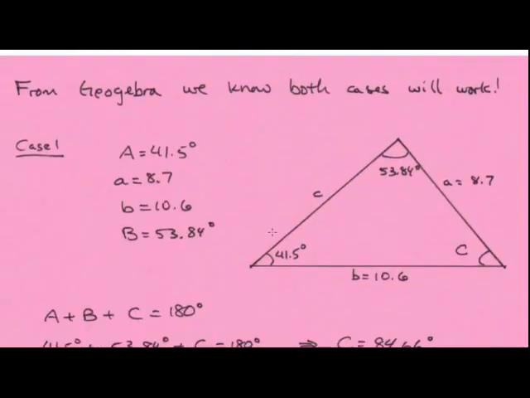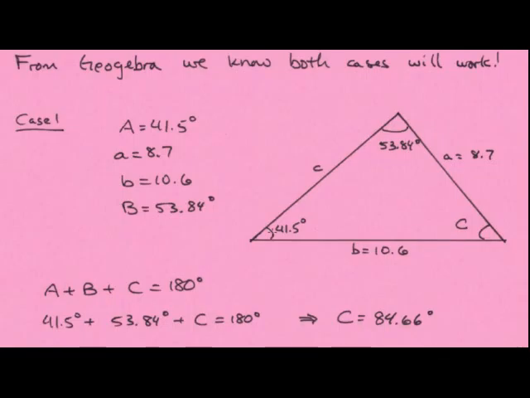Now, just like what GeoGebra told us, both of those cases are going to work. Let's see why both of those cases are going to work. So for case 1, we have what we're given. So A is 41.5, a is 8.7, b is 10.6, and we've said that we're taking the case where angle B is going to be 53.84 degrees. So the sum of the angles of the triangle being 180 degrees tells us that angle C, in this case, would be 84.66 degrees.